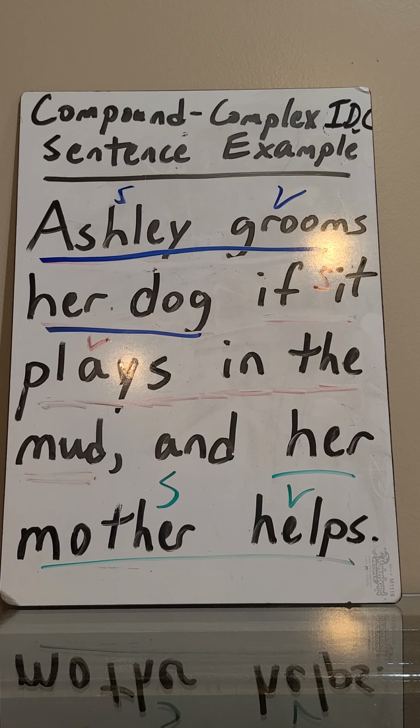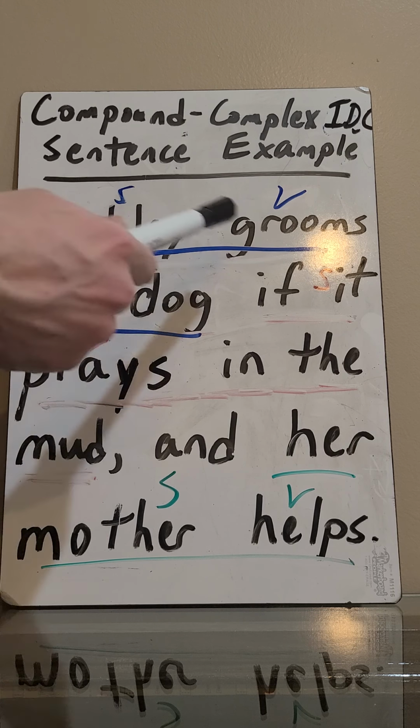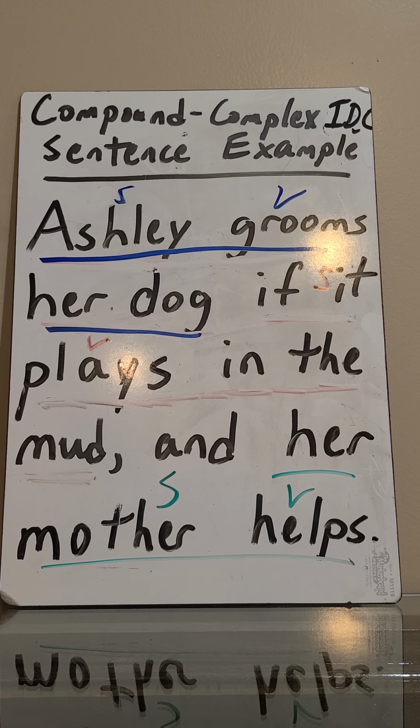What makes this sentence complex? Well, notice the first part of this. Ashley grooms her dog if it plays in the mud. It really has two aspects, right? It has Ashley grooms her dog, which is an independent phrase, an independent clause that could stand on its own, again, as a sentence, right? Ashley grooms her dog. It's complete with a subject and a verb.